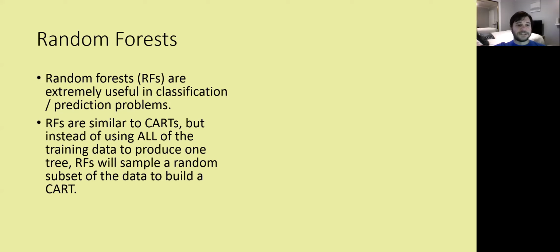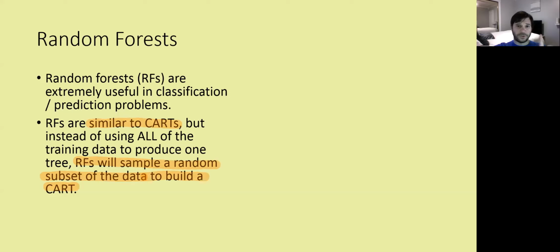However, instead of using all of the training data, what the random forest algorithm does is it samples subsets of that training data. Very similar to how we use some cross-validation techniques to randomly sample subsets of data to think about building the model. So they are similar to CARTs, but the random forests are using a subset of data, and they use that data to build a CART. So if you're wondering, well, what's the difference?